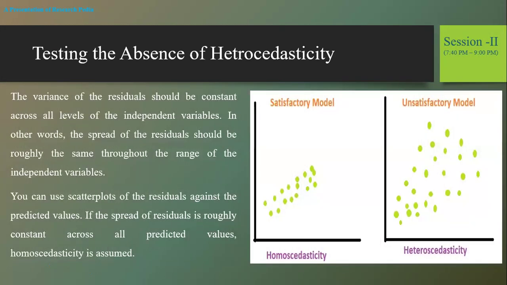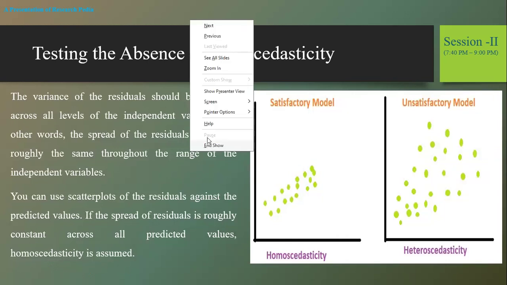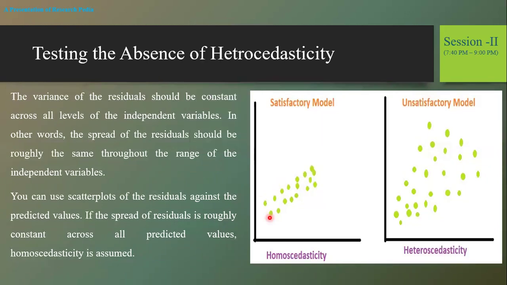Our main assumption is that there should be homoscedasticity in our data. And what do we mean by homoscedasticity? Homoscedasticity means equal variance at all levels. So when there is an equal variance at all levels, that condition is considered homoscedasticity. For a reliable analysis and an efficient estimation, we need to have homoscedasticity in our data.